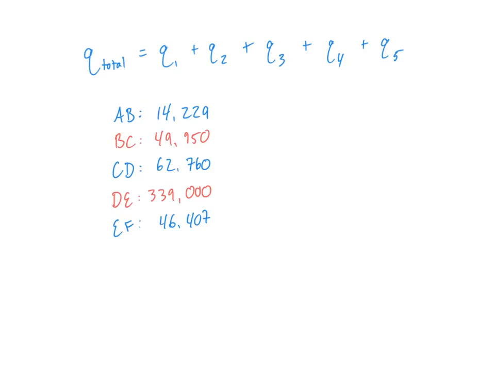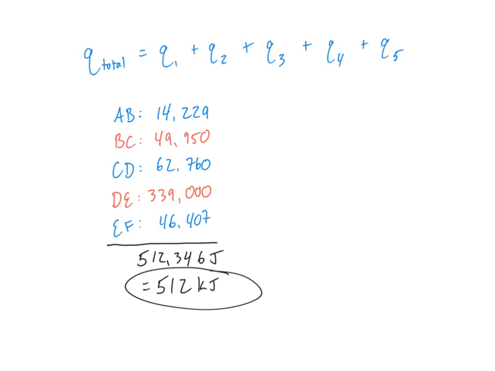And so, in order to calculate the total amount of heat involved here, our Q total will just equal the sum of all of the different heats that we just calculated. And then we can add those up for a total amount of energy of 512,346 joules, or 500 kilojoules of energy in order to convert 150 grams of water at minus 45 degrees C into steam at 255 degrees C.